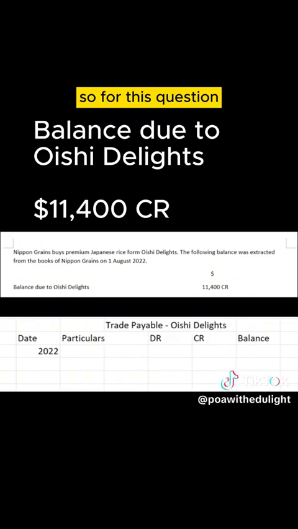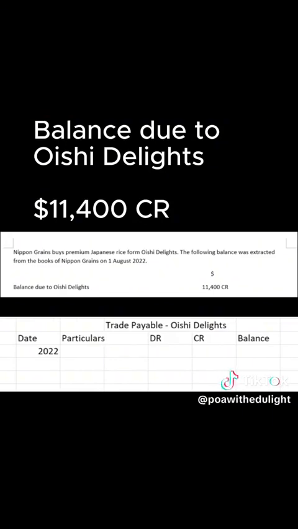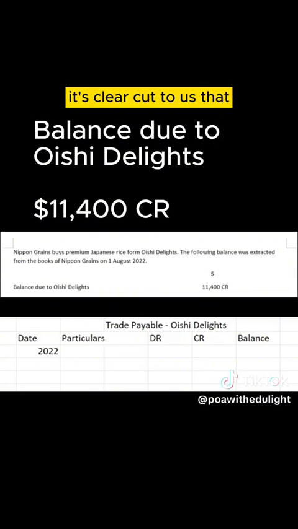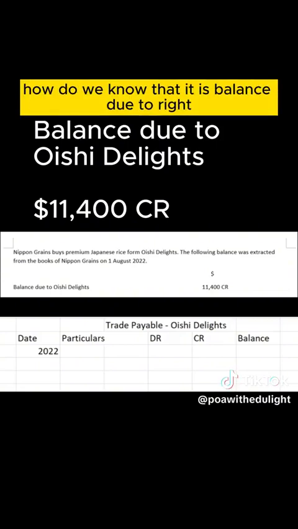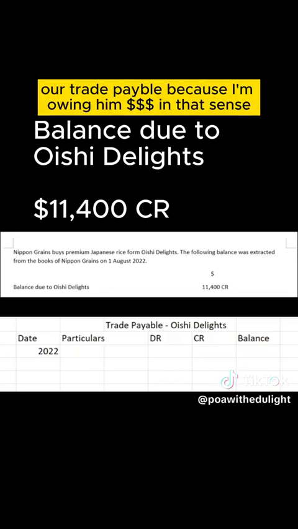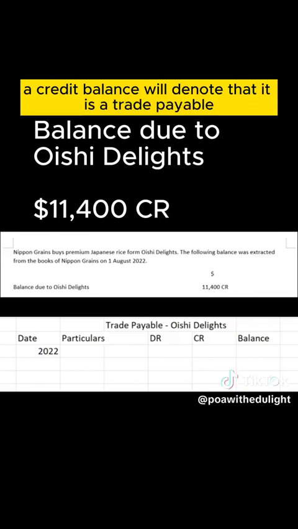So for this question, the very first thing that we notice is the balance b/d. As we can see, balance due to Oishi Delights. It's clear cut to us that Oishi Delights is our trade payable. How do we know that? It is balance due to him, so he must be our trade payable because I'm owing him money in that sense. And moreover, you can see that it is an 11,400 CR credit balance. A credit balance will denote that it is a trade payable.